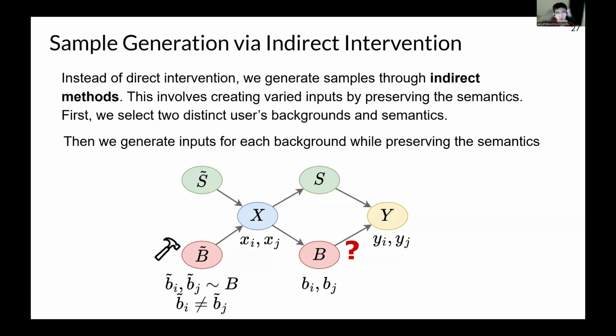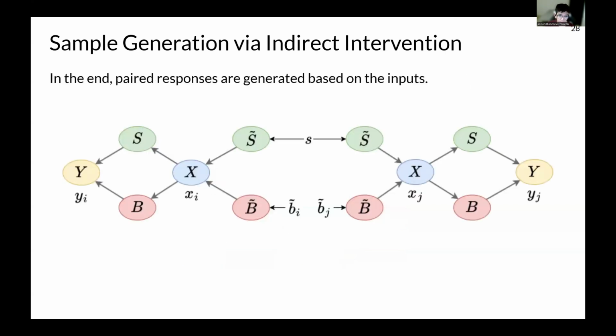Since direct intervention on the inferred background variable B is challenging with current interpretability techniques, we will instead adopt an indirect intervention approach. This involves generating varied inputs that maintain the same semantics, but differ in subtle background markers. For example, we could generate input versions with both British and American English spelling, which only diverges in B, but keeping the same semantics, then compare the generated responses.